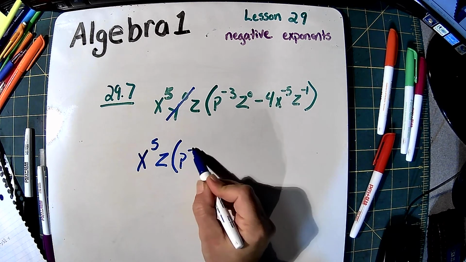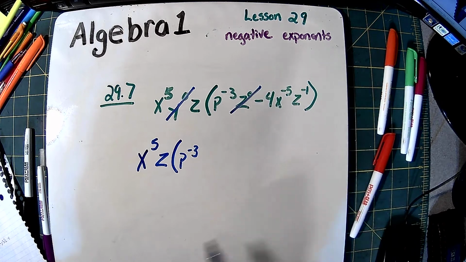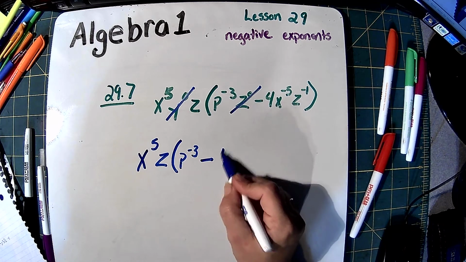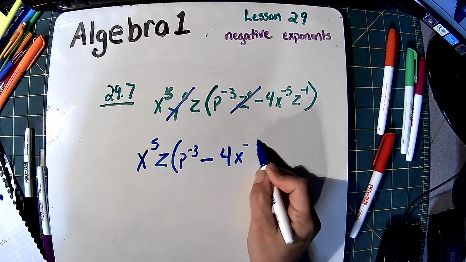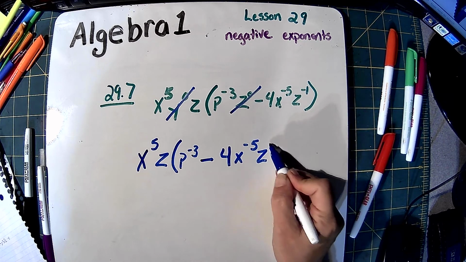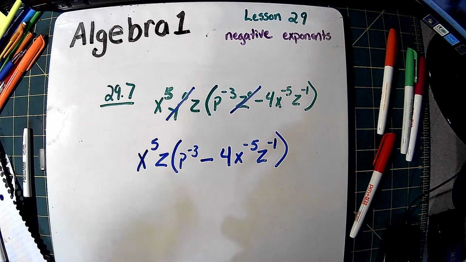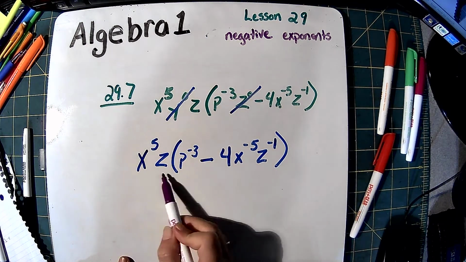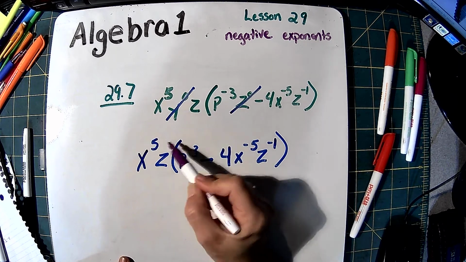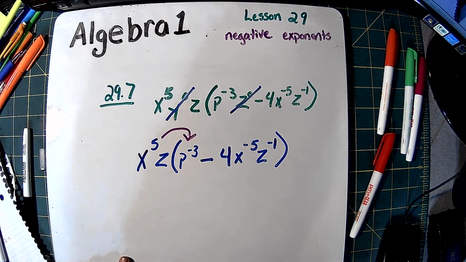I got p to the negative 3, z to the 0, get rid of that, minus 4x to the negative 5, z to the negative 1. Okay, now for this one I'm going to need to rainbow. So I'm going to multiply every term, every exponent here, times every one there. So that's our first one.